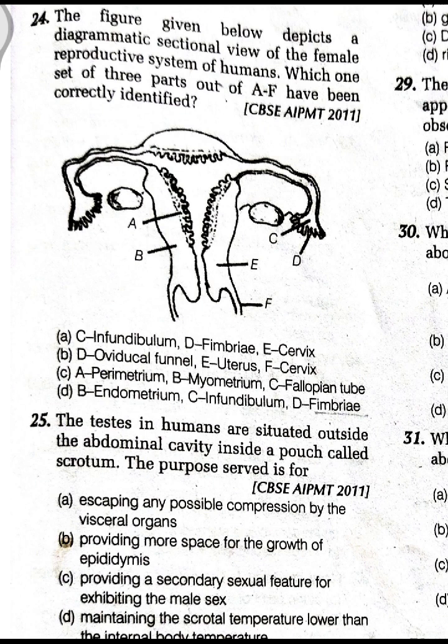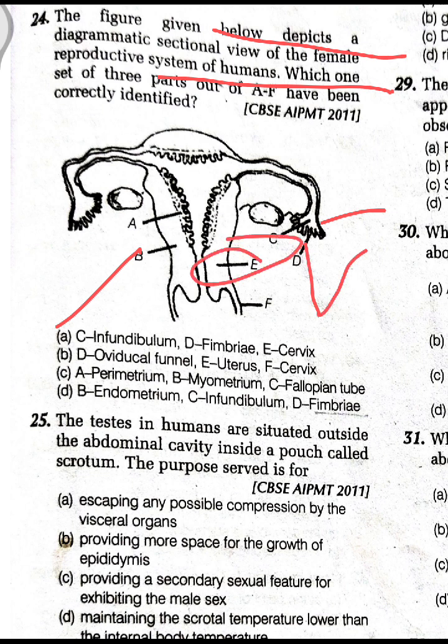The figure given below depicts a diagrammatic sectional view of the female reproductive system of human. Which one set of these parts A to F has been correctly identified? So option number A is the right one. C is the infundibulum region of the fallopian tube. D is the fimbriae, whereas E is the cervix region. F forms the vaginal region. A is endometrium, and B is the perimetrium. So option number A has mentioned the three parts correctly.